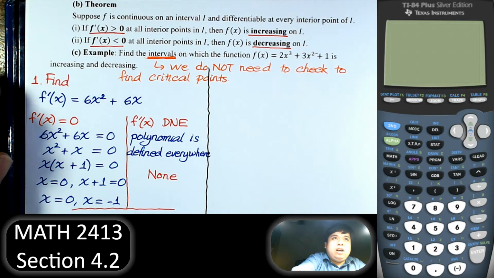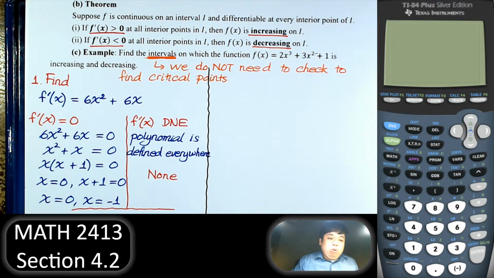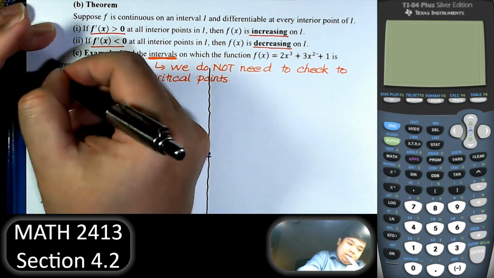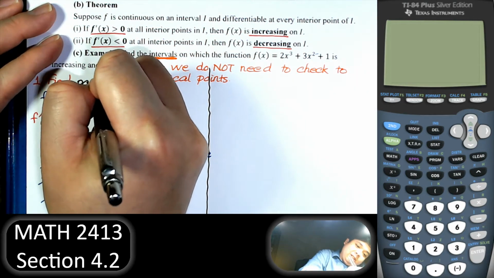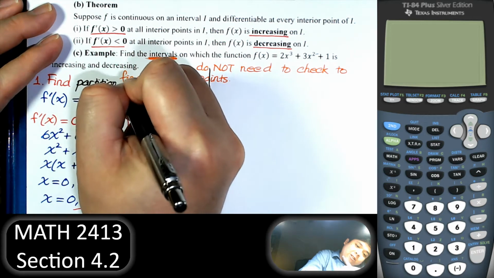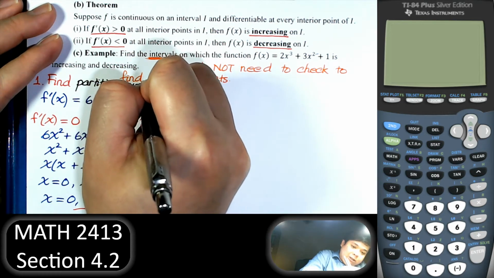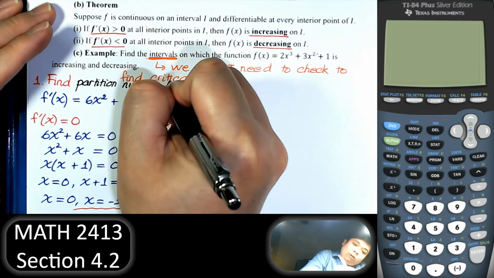So what do we find here? Right. What we find here, we define to be partition numbers. A partition number is where the derivative equals 0 or does not exist. They don't really need to be in the domain. So what we find here is the partition numbers for the first derivative.